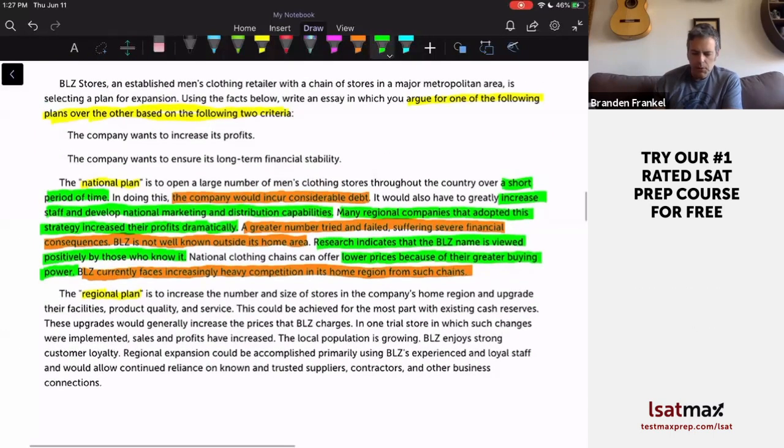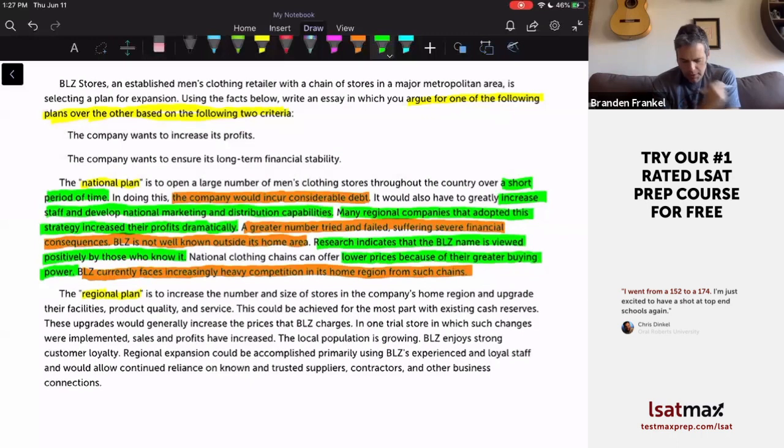All right, so now let's do the same thing here. Who wants to tell me what they think is good about this plan? You can raise your hand.